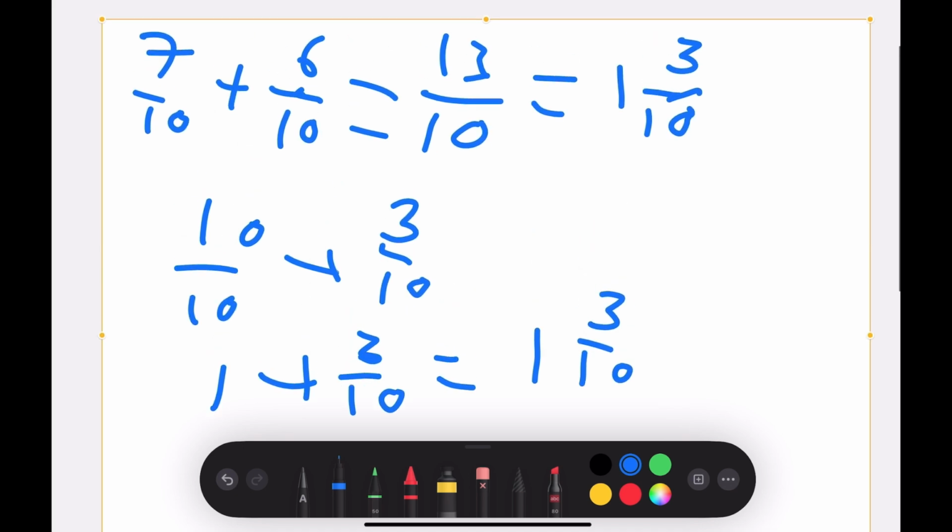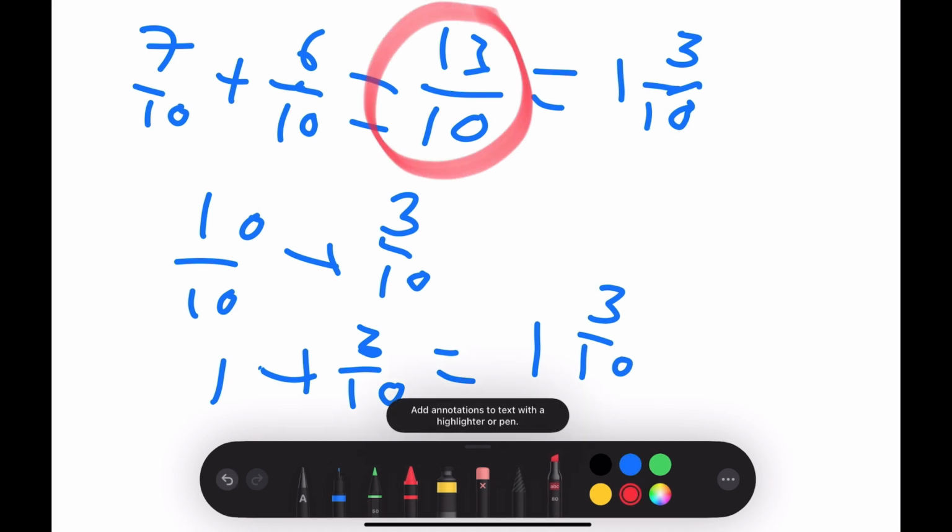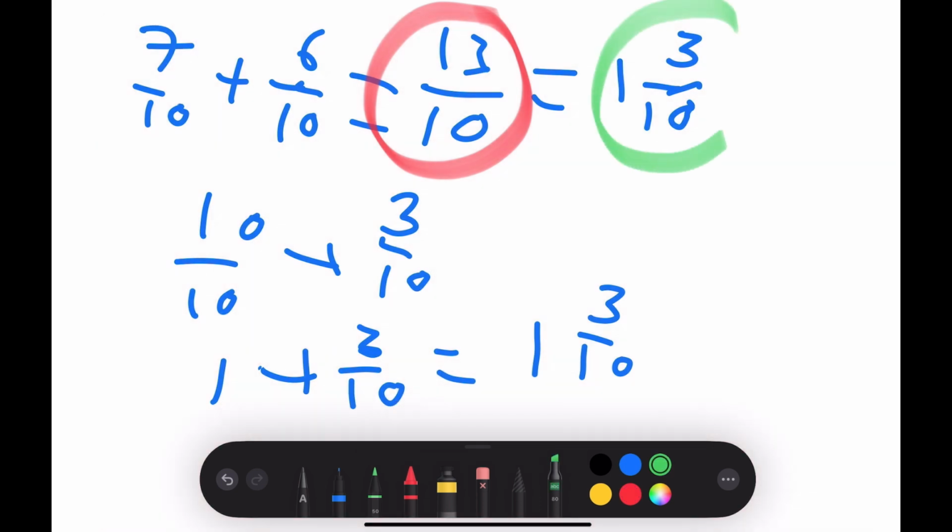3 over 10. Sometimes it will say in the question if they want you to leave it as an improper fraction. An improper fraction is this part. So it would usually tell you in the question if you should leave it as an improper fraction or a mixed number.